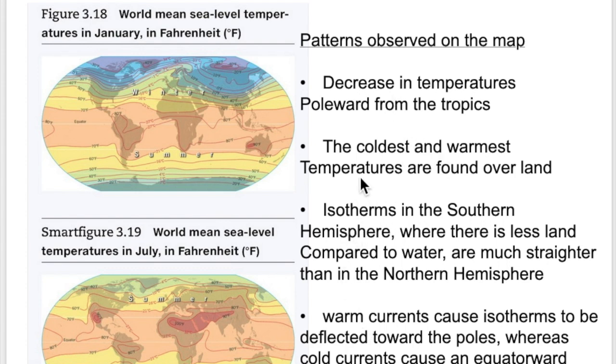And also the coldest and warmest temperatures are found over land compared to the oceans, and the isotherms in the southern hemisphere, where there is less land compared to water, are much straighter than in the northern hemisphere. So here we could see the straight isotherm lines in the southern hemisphere, and then in the northern hemisphere, due to the land-water differences, we have curved isotherm lines. And warm currents cause isotherms to be deflected towards the poles, whereas cold currents cause an equatorward bending.